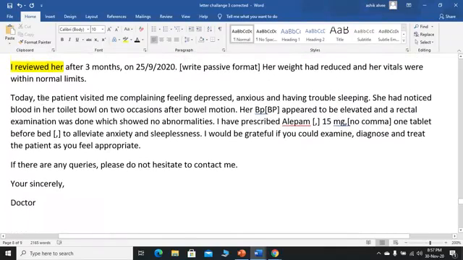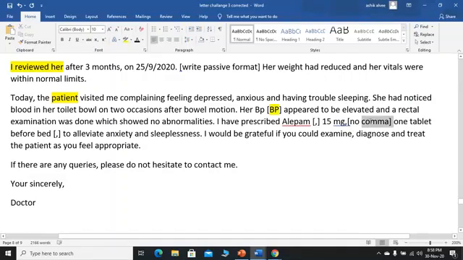Today, patient should not be used. It's wrong. Visited me complaining, feeling sad, depressed, anxious, and having trouble sleeping. She had noticed blood in her toilet bowl on 2 occasions after bowel motion. Her BP, not large B, her BP appeared to be elevated, and a rectal examination was done which showed no abnormality. I have prescribed Elepam, comma, 15 milligram, not comma. It should not be any comma here.